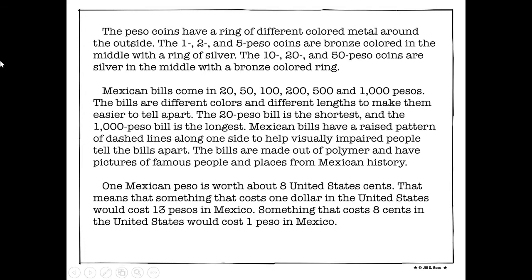Mexican bills have a raised pattern of dashed lines along one side to help visually impaired people tell the bills apart. The bills are also made out of polymer, like Canada, and have pictures of famous people and places from Mexican history. 1 Mexican peso is worth about 8 United States cents.